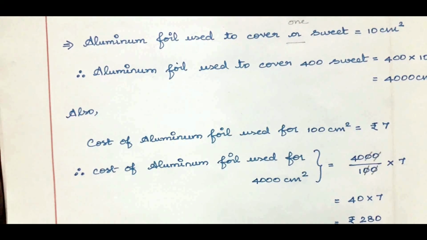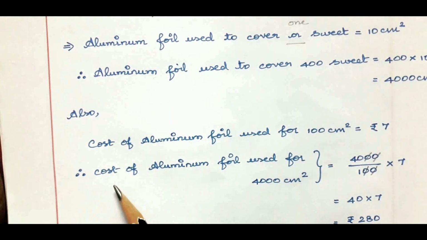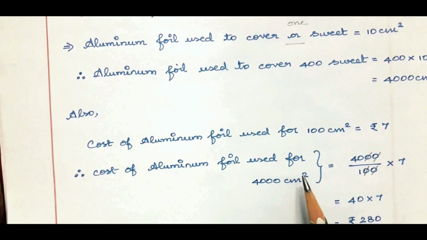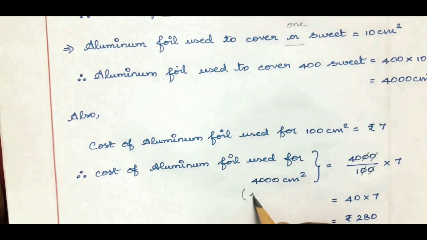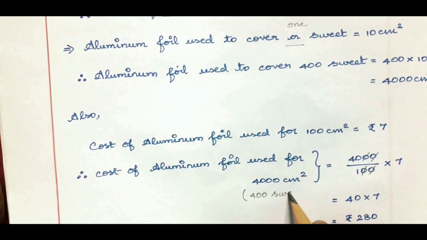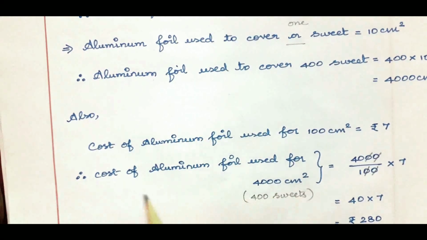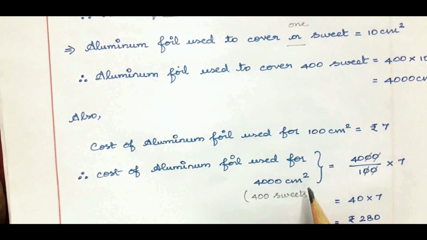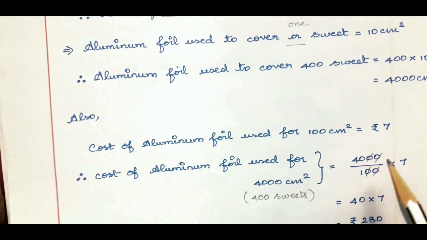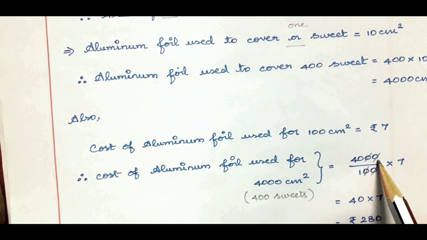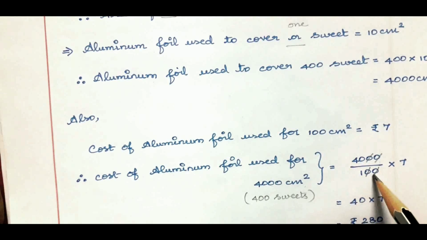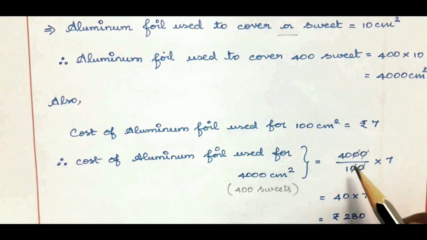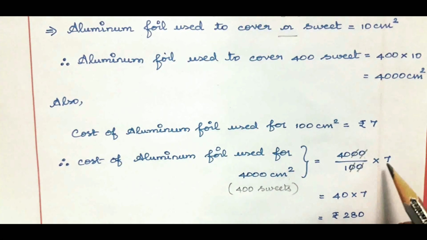So now in the question they have given a twist: we have to find the cost of aluminum foil used for 4000 centimeter square, that is nothing but for 400 sweets. So for 400 sweets, the area of the aluminum foil is 4000 centimeter square. What we have to do is first convert it per 100 centimeter square. So 4000 centimeter square divided by 100 centimeter square. We have to divide 4000 by 100, then multiply it with 7.